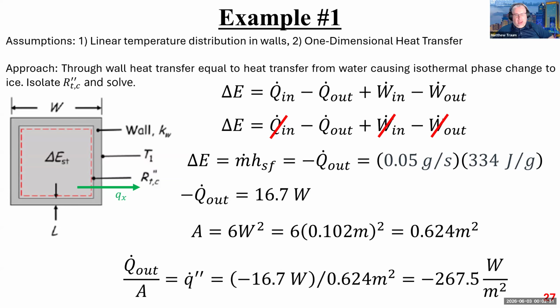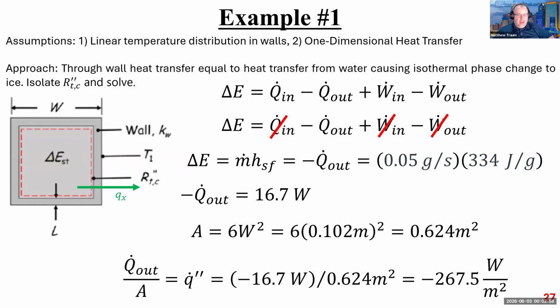Eventually, I want to turn this into a heat flux, and so I'm going to find the total area across which all this heat is leaving. I have a cube. The cube has 6 walls. Each wall is a square with an area W squared, and so this is the total area of my cube calculated there. And then I'm going to take my thermal power and divide it by my area, and that's going to give me a heat flux, right?